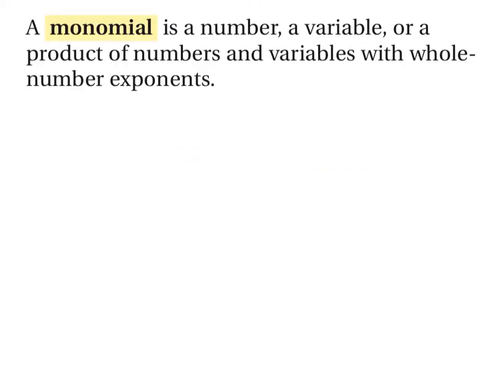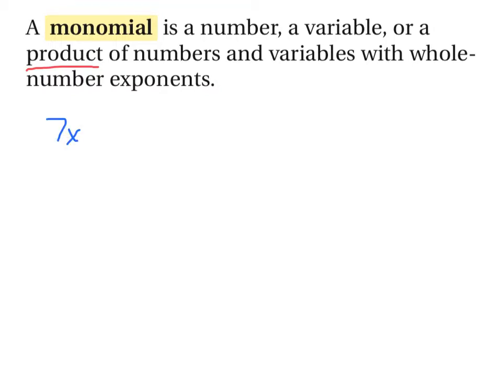In this lesson, we're going to define several new vocabulary terms, and the first one is called monomial. As it says here, a monomial is a number, a variable, or a product of numbers and variables with whole number exponents. Product means multiplied. So what we're really talking about is variables and numbers multiplied together. Okay, so here are some examples of monomials.